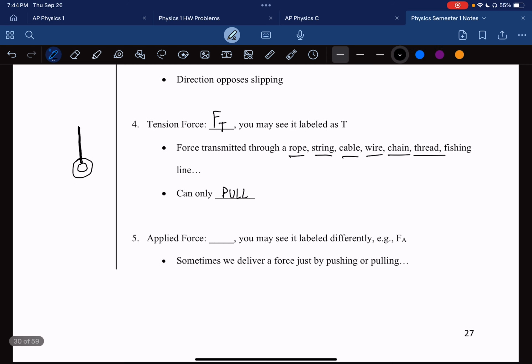The last one is an applied force. We will typically call it F1, and if we have two of them, we'll call the second one F2. We just give them a number. It's just a force by pushing or pulling. So sometimes when I say your hand is pushing on something, it's a weird looking hand, but the force that you're putting on it is an applied force.